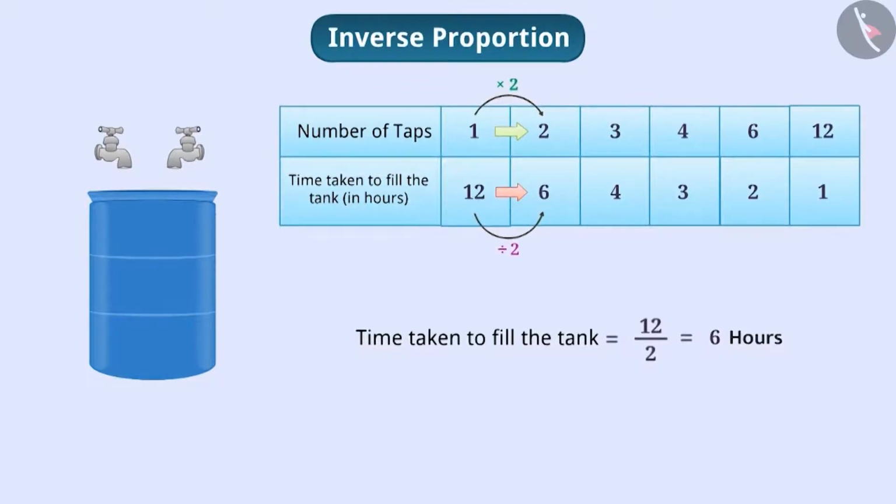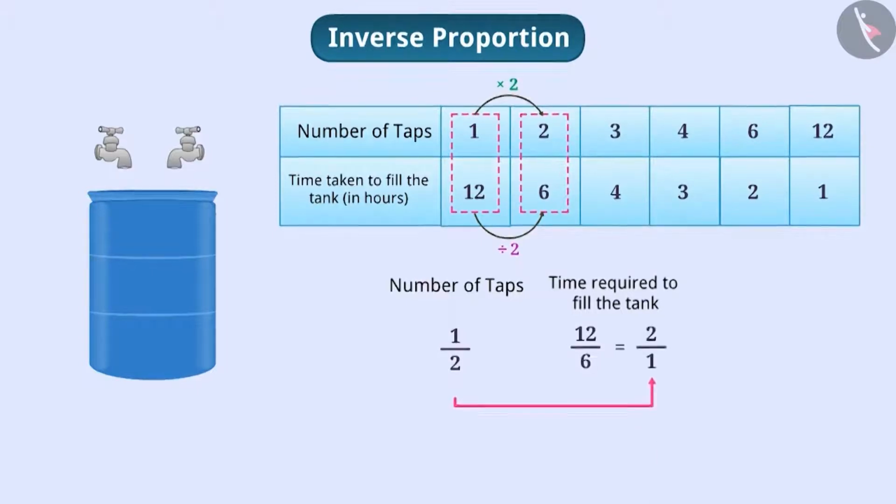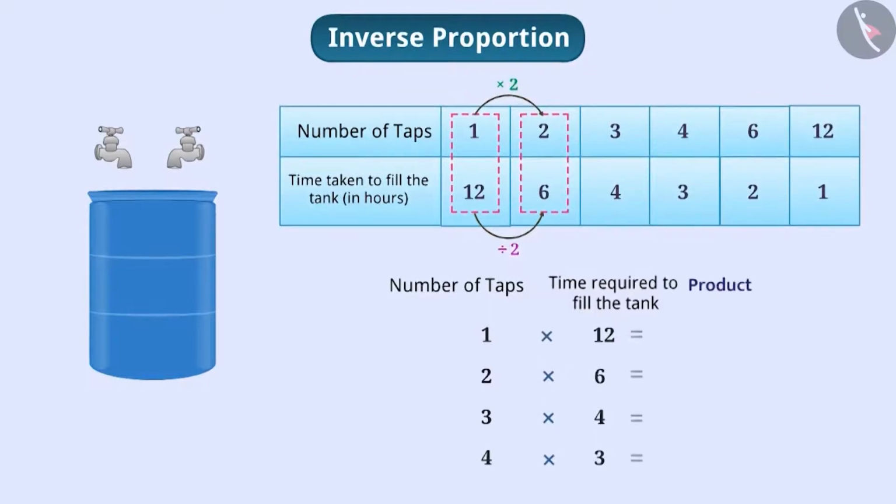In this way, we see that the ratio of the number of taps in the first and second positions and the ratio of the time required to fill the tank are inverse of each other. In any case, if we multiply the number of taps and the time required to fill the tank, then the product remains a constant.